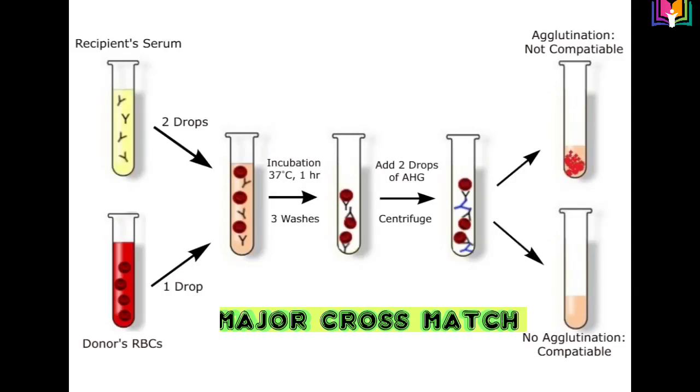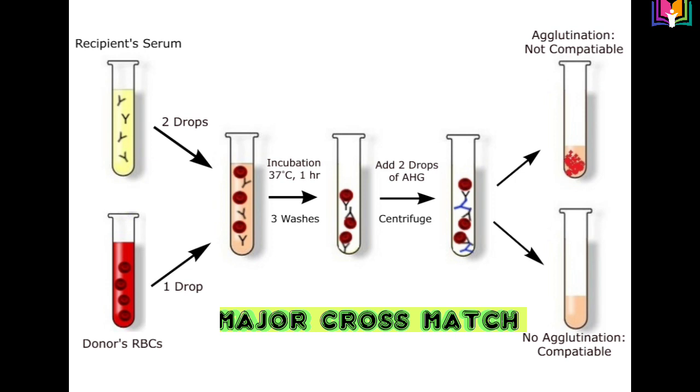Now by this diagram also we can understand the procedure of major cross match. Now you see, as I told, we will take 2 drops of recipient serum and 1 drop of donor RBCs, that is a 3 to 5% red cell suspension. After that, in one tube, when we take 2 drops of recipient serum and 1 drop of donor RBCs, we will incubate at 37 degrees centigrade for 1 hour. After that we will do 3 washes with saline.